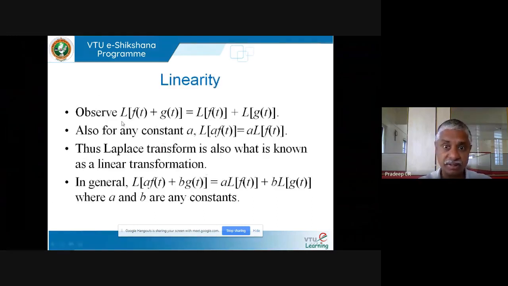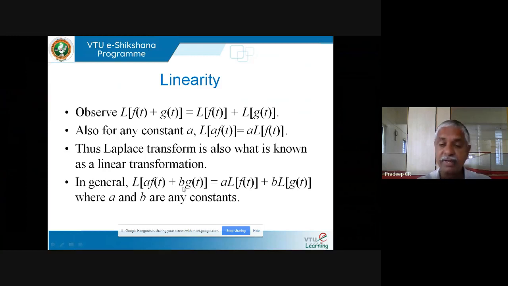All this we did last time, I'm just recalling. L of f(t) + g(t) is L of f(t) + L of g(t). Also L of a f(t) is a times L of f(t), where a is some constant. It may be real, complex, anything, but it will be constant, independent of t. So the Laplace transform is what is known as a linear transformation, which means L of a f(t) + b g(t) is a L f(t) + b L g(t), where a and b are any constants.